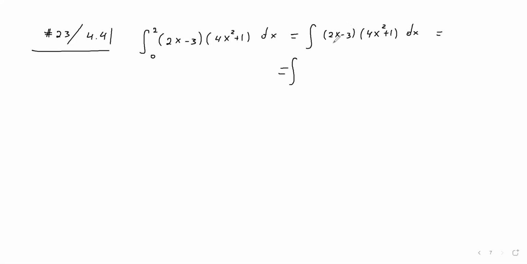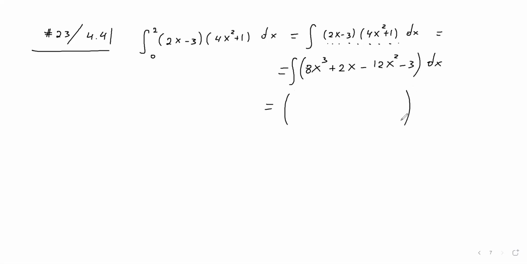So we're going to do a little bit of prep work for this thing. We're going to write that as 8x cubed, right, 2x times 4x squared, 2x times 1 is plus 2x, minus 3 times 4x squared is minus 12x squared, minus 3 dx. And that's the antiderivative that we want to evaluate. Now, I'm not going to write the bounds 0 to 2 yet because I don't want to make the notation too complex here. But this antiderivative is now easy to evaluate.